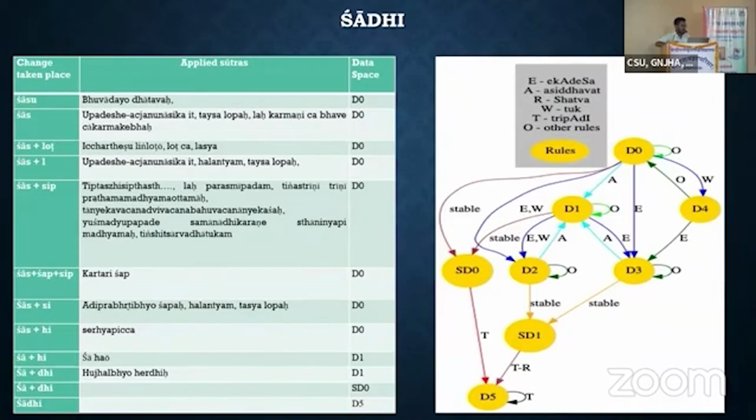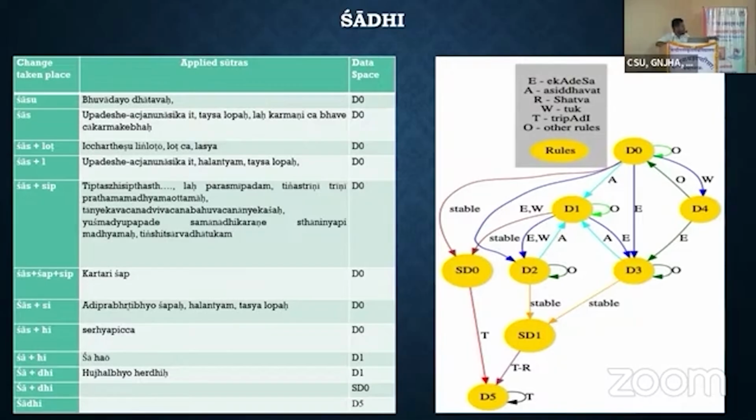Afterwards, we have the second property of Asiddhatva, that is Utsarga Lakshana Bhava. For that, we have the example Shadhi. So, Shasa Dhatu, Tasya Bhuvadayo Dhatava iti Dhatu Sangya. All these sutras are applicable in the D0 itself. Again, you can see here until the Seriha Picha state. After the application of Seriha Picha, we have two sutras from the Asiddhavat Atrabhat section, Shahau and Hujalbhyo Herdhihi. So, Shahau and Hujalbhyo Herdhi have a Samanashraya, which is Shasa Dhatu and Hi Pratyaya.